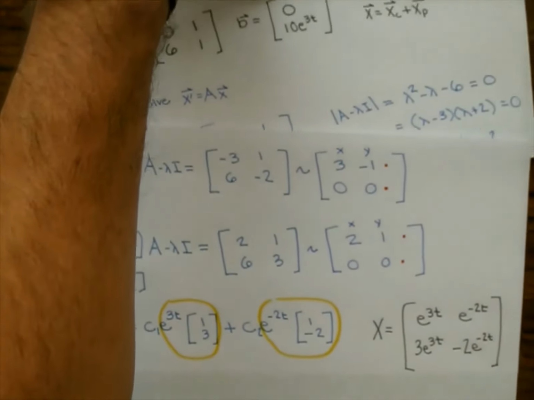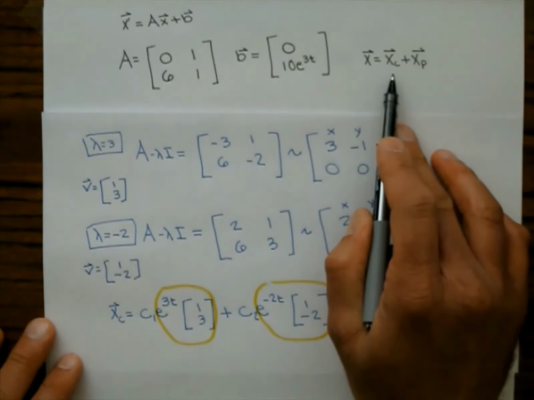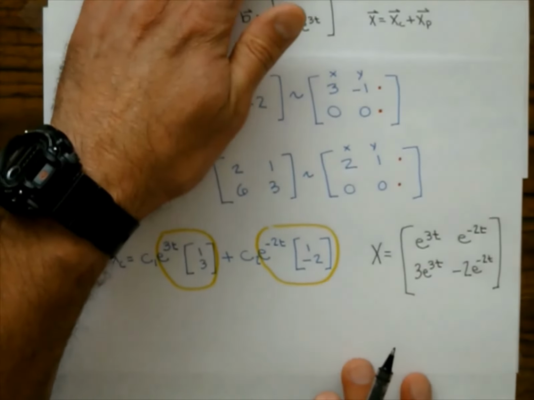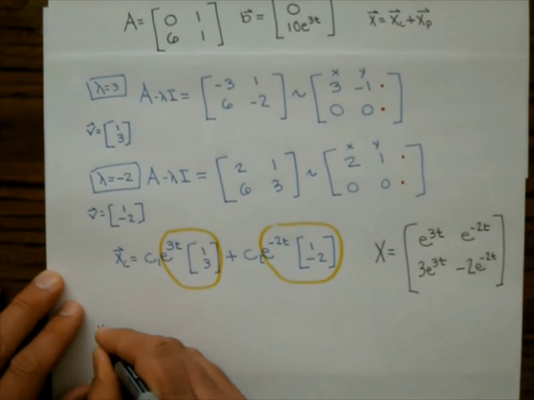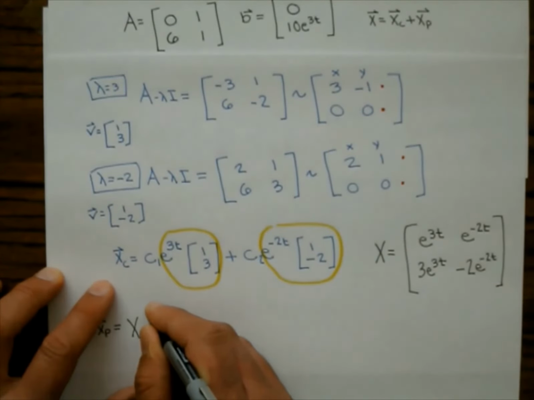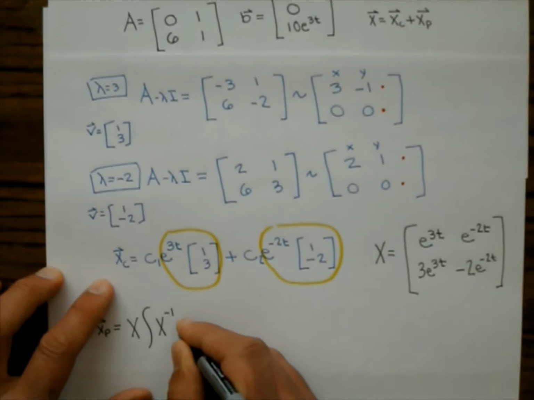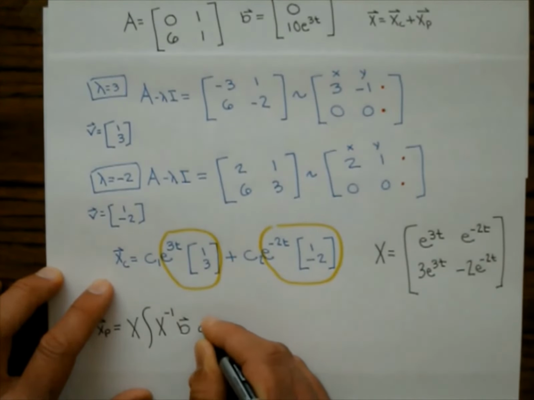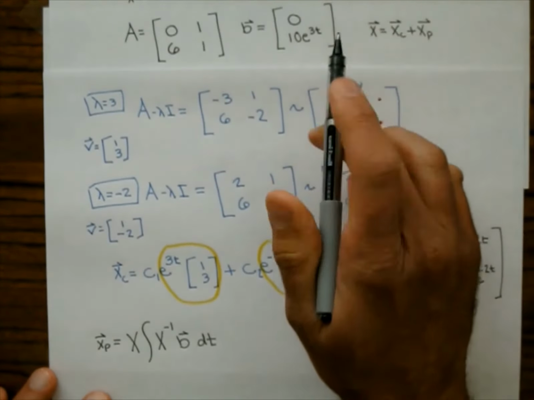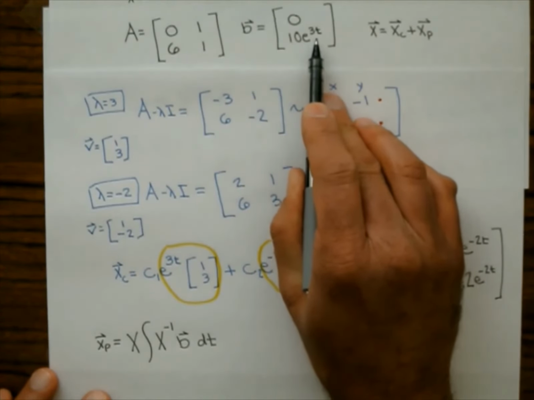What have I done? I have solved for xc, and now I'm solving for xp. Now xp is going to use this recipe here. The recipe being fundamental matrix times the integral of the inverse of the fundamental matrix times b dt. And what is b? b is this guy right here, which we haven't used yet. 0, 10e to the 3t.